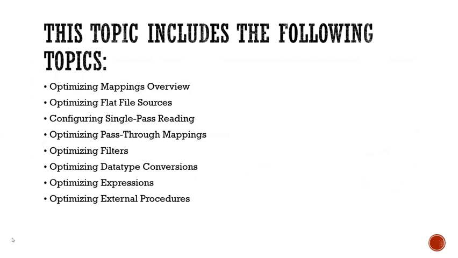Then the second point, optimizing the flat file. Suppose your source is a flat file, right? A flat file means the data is in TXT, CSV, or any other format, except a relational database. That format is our flat file. Then configuring single pass reading. Suppose, like this is the partitioning part, right? Single pass reading, optimizing pass through mapping, right?